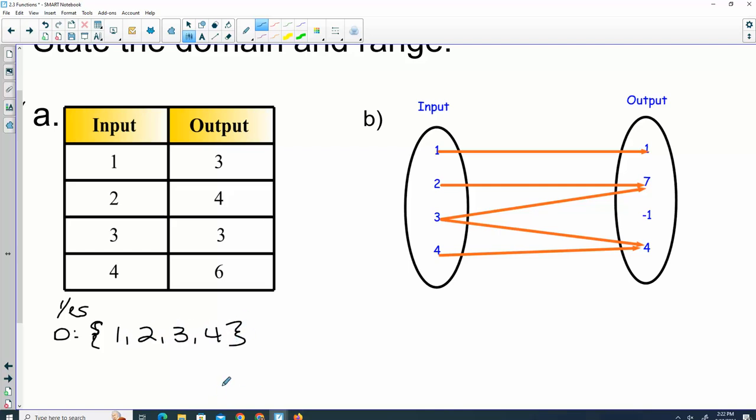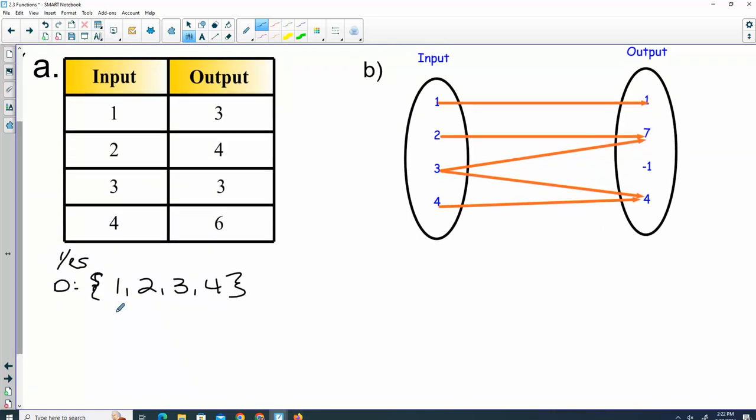Okay. Does it matter if I put those in a different order? No, it's only those 4 numbers. I'm just writing them in a set. They can be in any order. What's the range? Notice the 3 got repeated, but we don't have to write it multiple times. We just put it once.